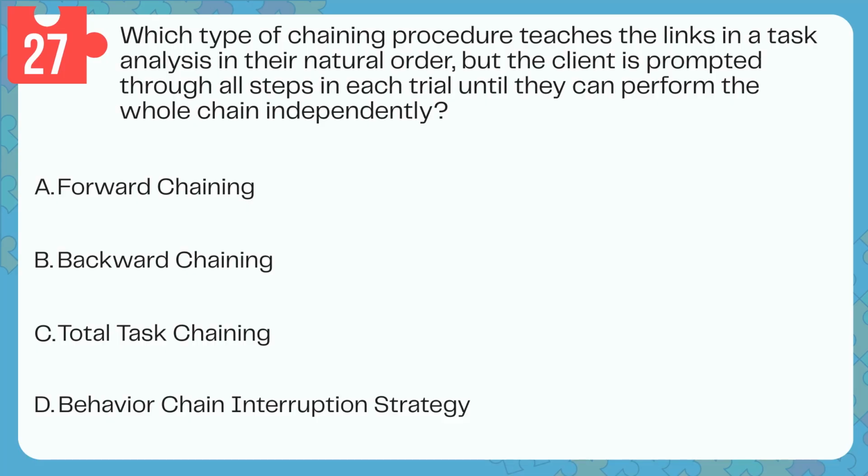Question 27. Which type of chaining procedure teaches the links in a task analysis in their natural order, but the client is prompted through all steps in each trial until they can perform the whole chain independently? A. Forward chaining. B. Backward chaining. C. Total task chaining. D. Behavior chain interruption strategy.